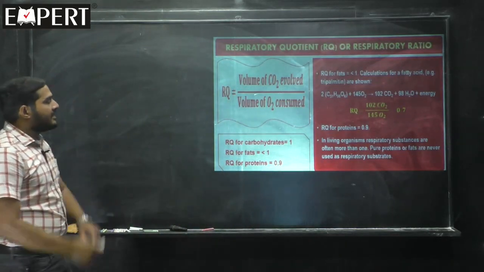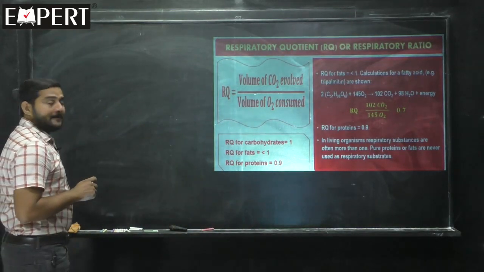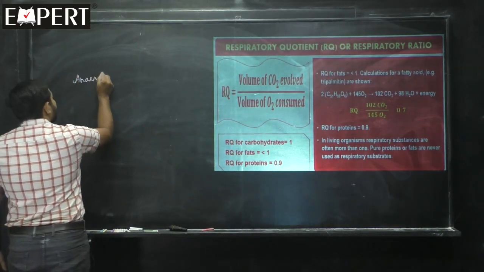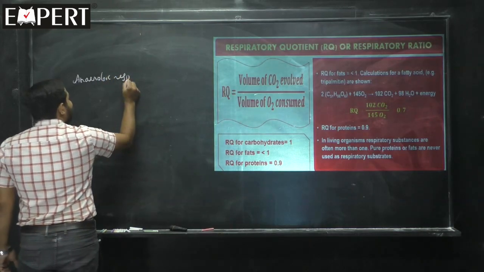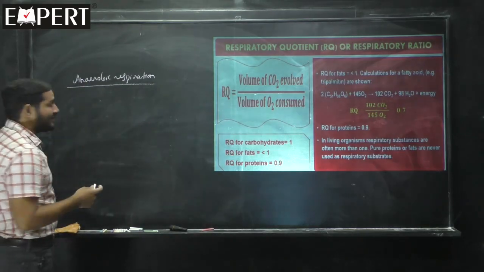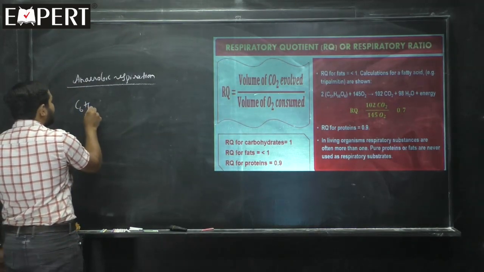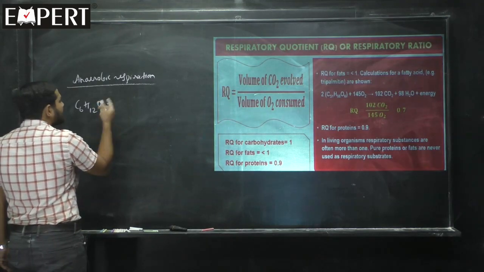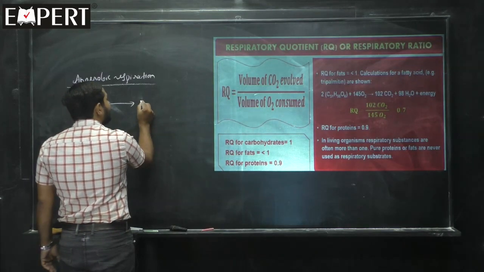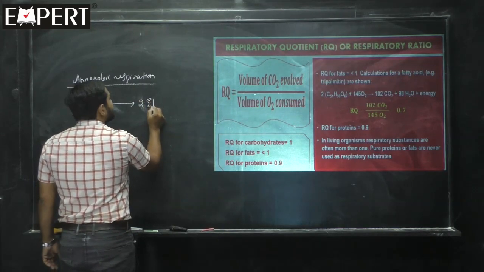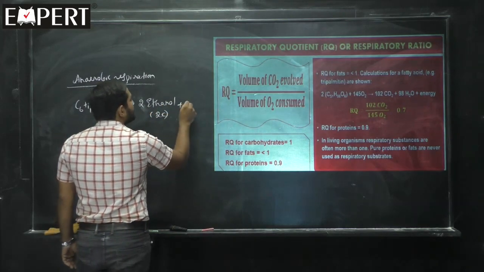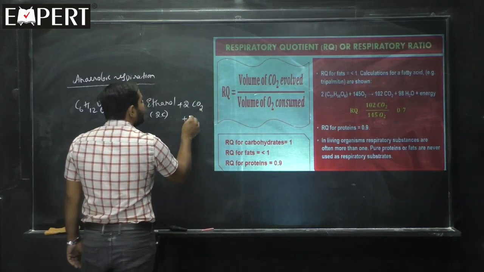Now, I will take one example of anaerobic respiration, just to calculate the RQ value in alcoholic fermentation, where C6H12O6 plus O2 is not there. So, directly writing the products: 2 ethanols, having 2 carbons each, plus 2 CO2 and energy.